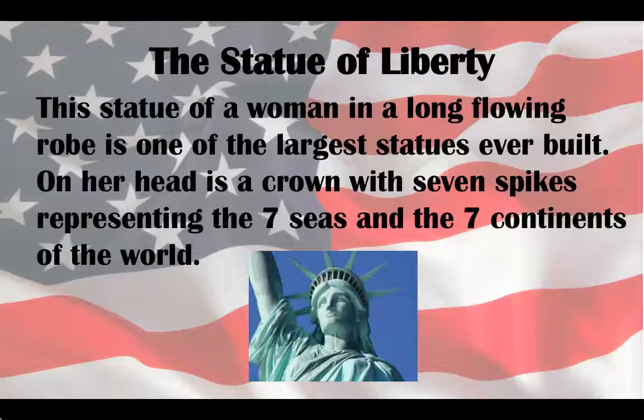So the Statue of Liberty, we know she's a woman in a long flowing robe. And one of the other neat facts about her is that she is one of the largest statues ever built. So let's look at some of the symbols that are part of her design. On her head is a crown, and there are seven spikes coming out from that crown. And they weren't just put there randomly. These spikes represent the seven seas found in the world, and also the seven continents found in the world.